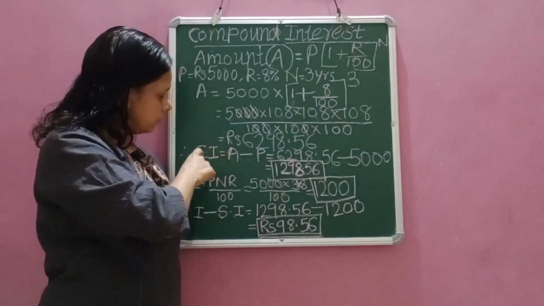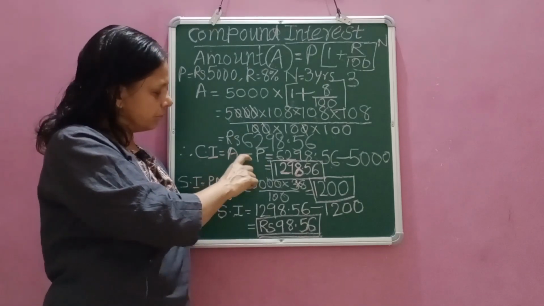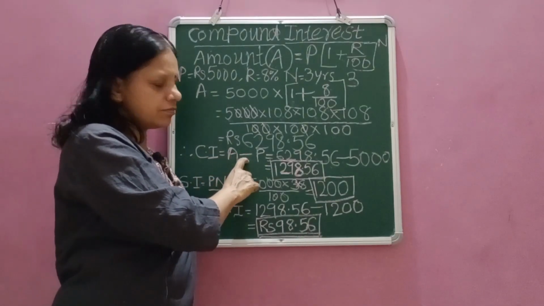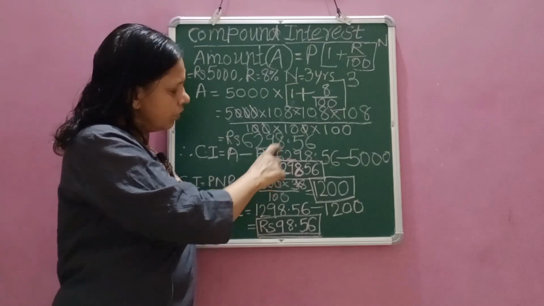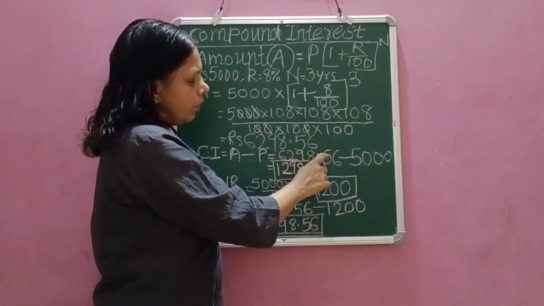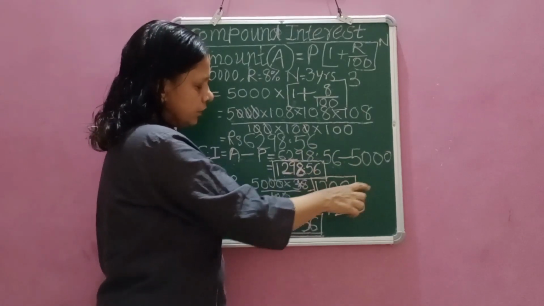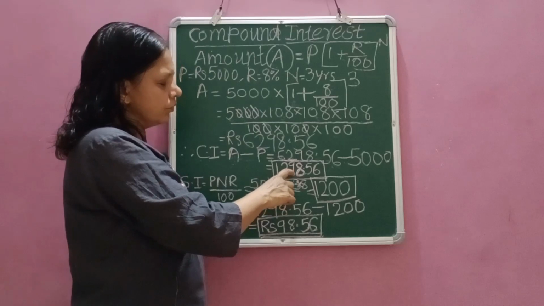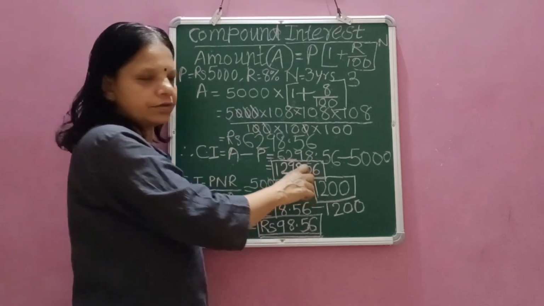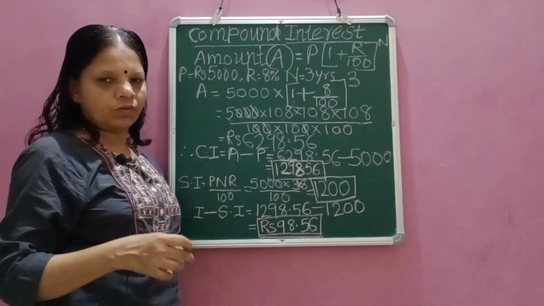Now you have to calculate the compound interest. The short form is CI, compound interest, equal to A minus P. So 6298.56 minus 5000 is 1298.56. That is the compound interest we obtained.